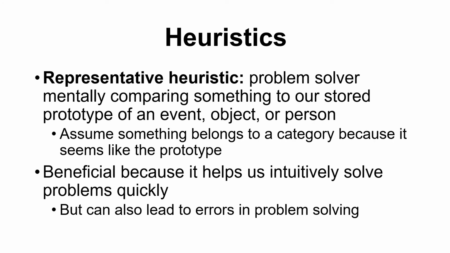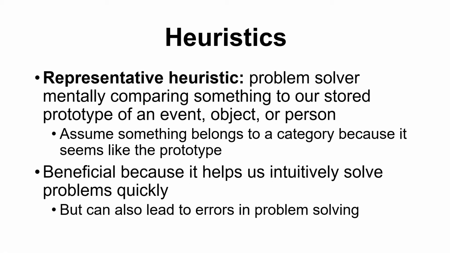The next kind of heuristic we're going to talk about is a representative heuristic. And this refers to a situation where the problem solver will mentally compare some object or item to our stored prototype of an event, object, or person. So we're using some of the terms that we used earlier on when we were talking about categorizing items based on sort of what we view as a prototype for that particular group.